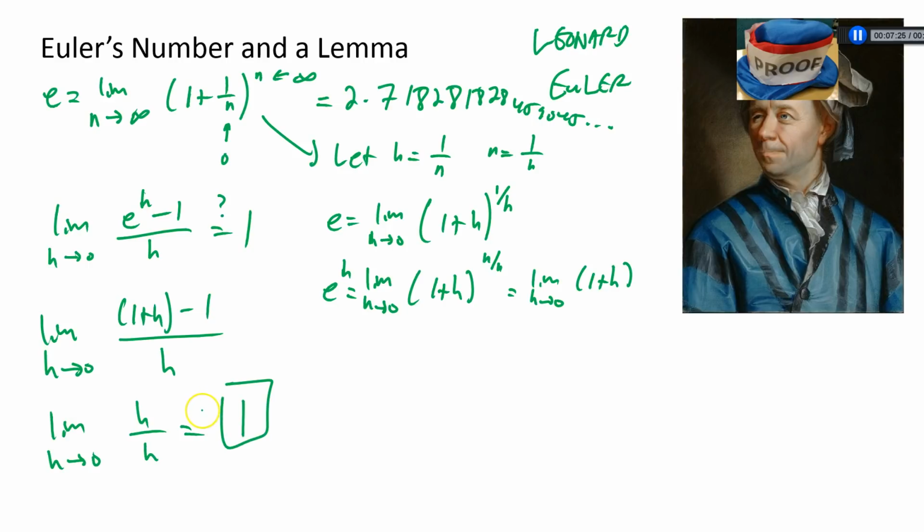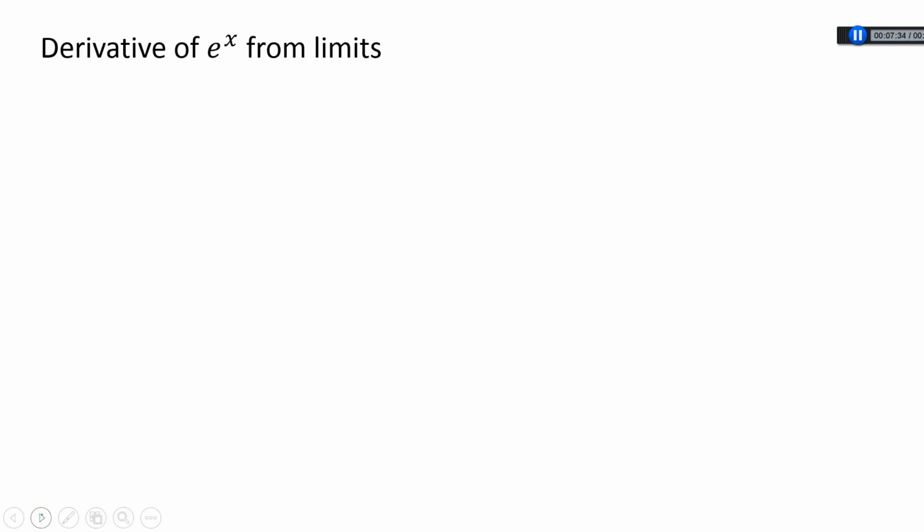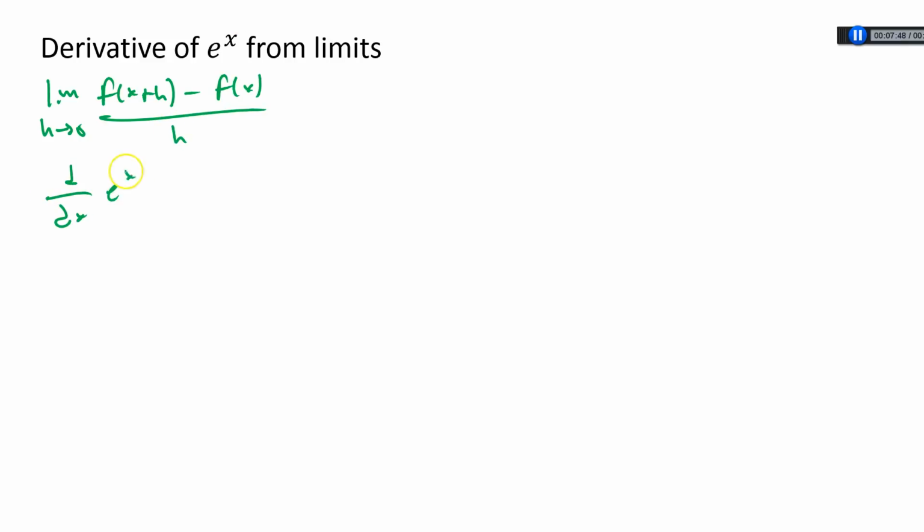We're going to use this now to find the derivative of e to the x. So let's give it a shot. We're going to come back, and we're going to use this little nugget here. So the derivative of e to the x from limits. So the limit definition of the derivative: limit as h approaches 0 of f of x plus h minus f of x, divided by h. I'm interested in the derivative of e to the x. So that's going to be the limit as h approaches 0 of e to the power x plus h minus e to the x, divided by h.